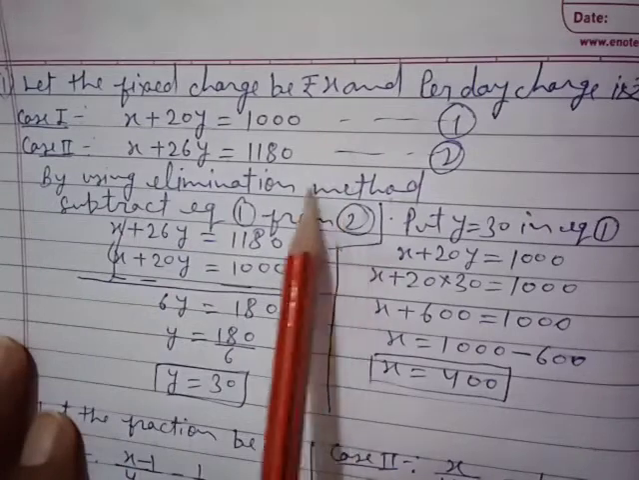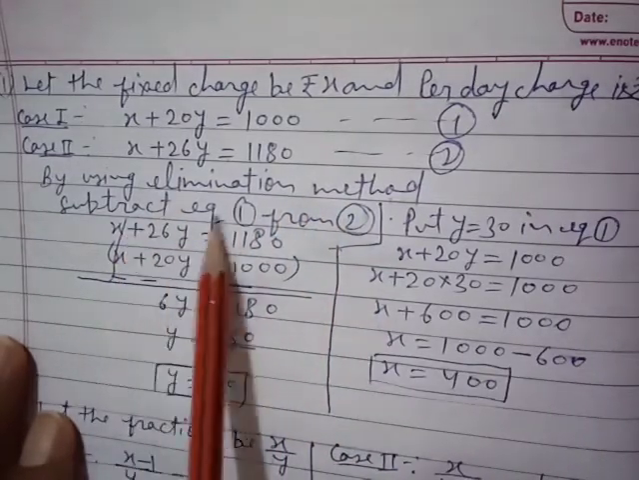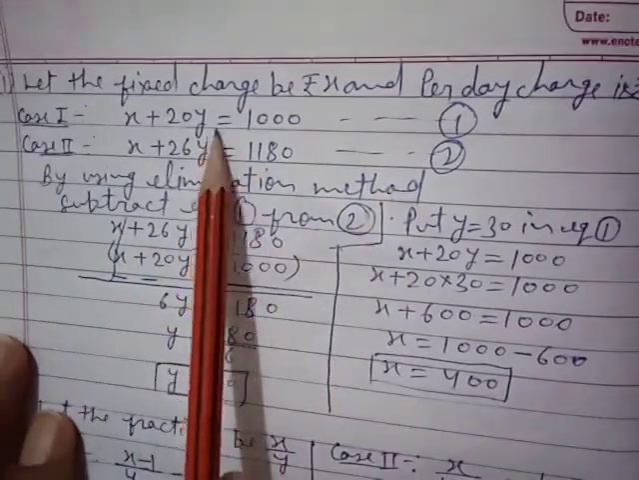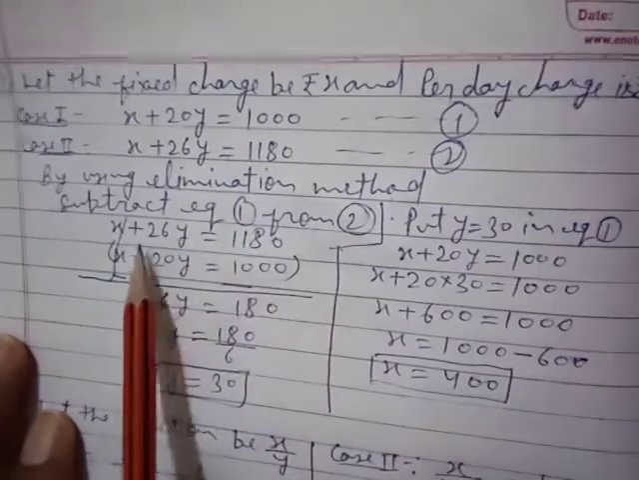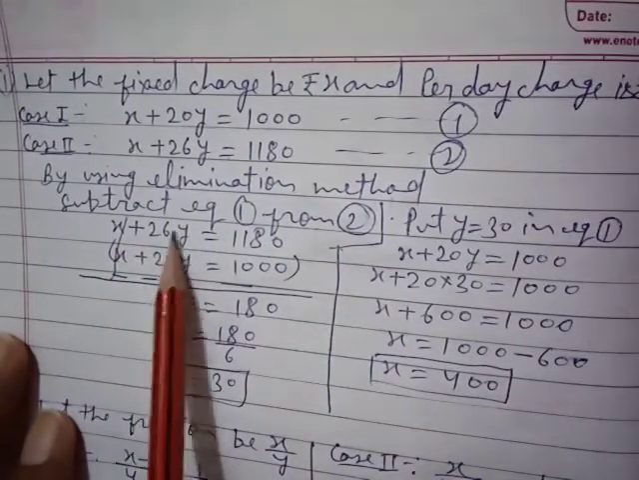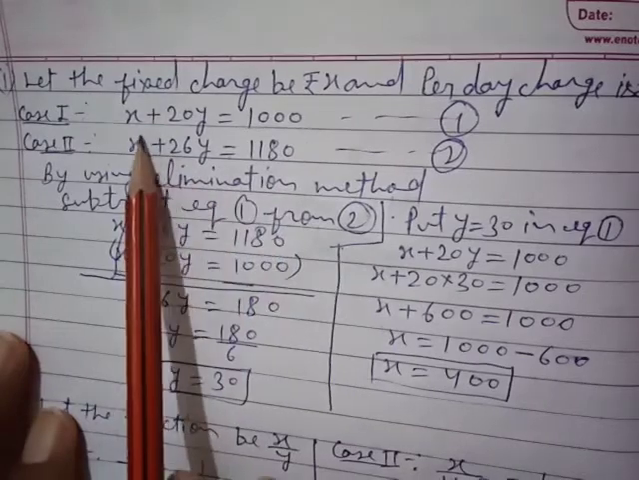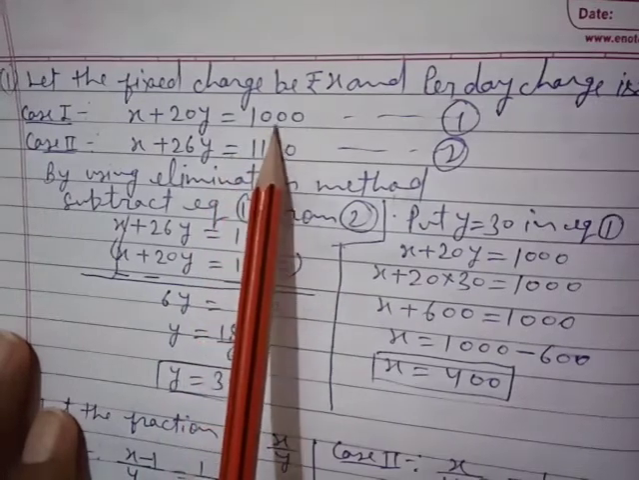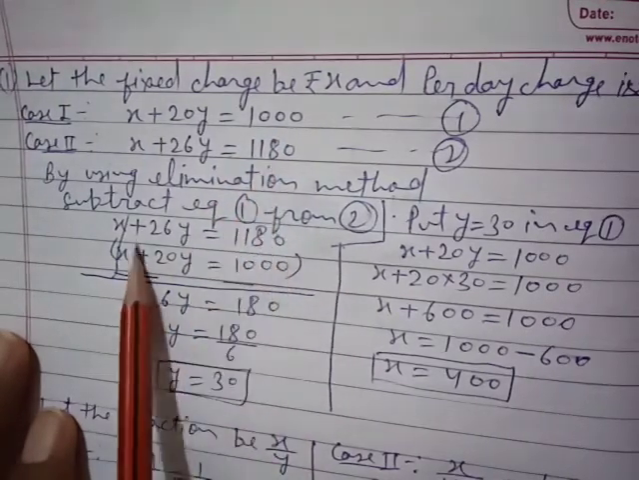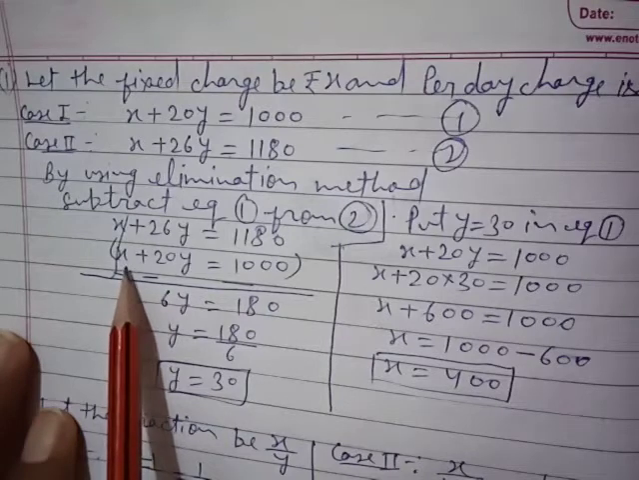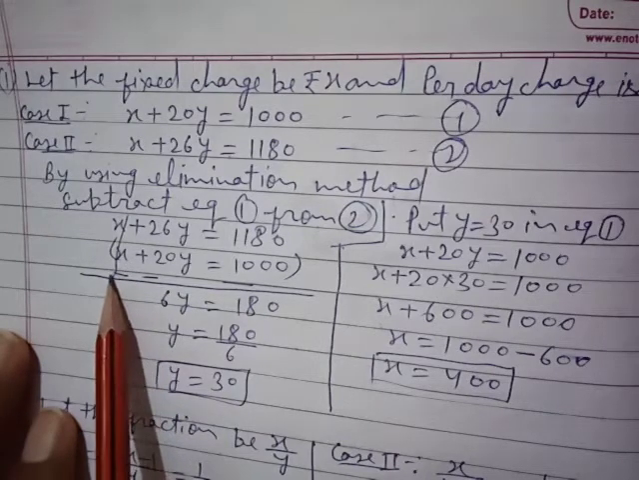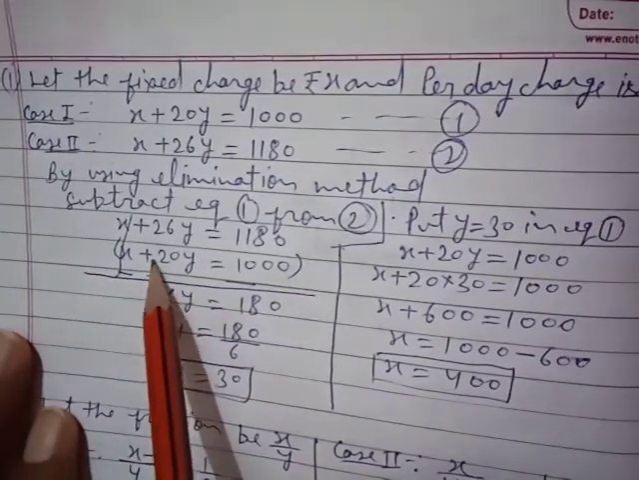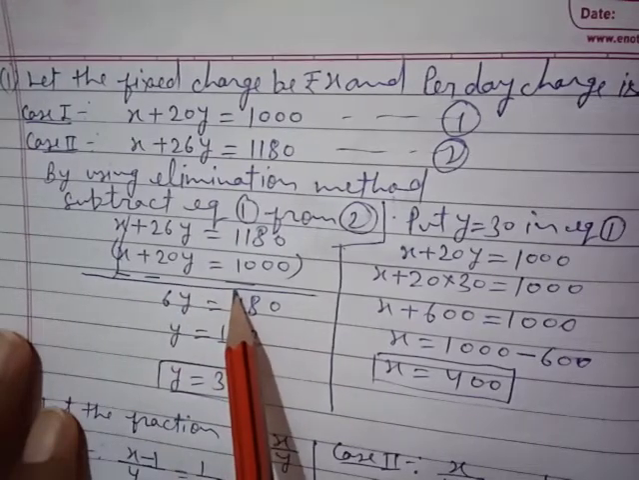Now use elimination method. Subtract equation 1 from 2. Write the second equation on the upper side, x plus 26y equal to 1180, and first equation downside, x plus 20y equal to 1000, because you have to subtract equation 1 from equation 2. So write down this, and as you are subtracting the equation, now change the signs.